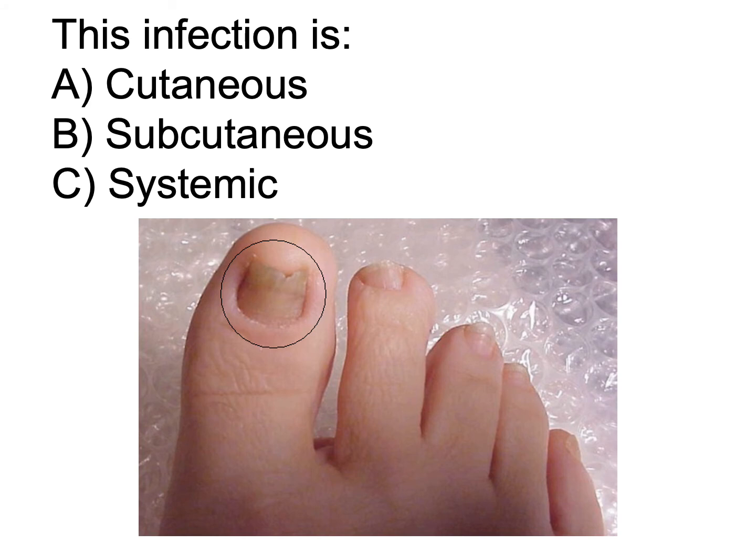This infection is A, cutaneous, B, subcutaneous, C, systemic. The answer is A. This is a cutaneous fungal infection. Remember, a cutaneous fungal infection can infect the epidermis, which is the surface layer of your skin, your fingernails or toenails, and it can also infect your hair. So this answer is A.